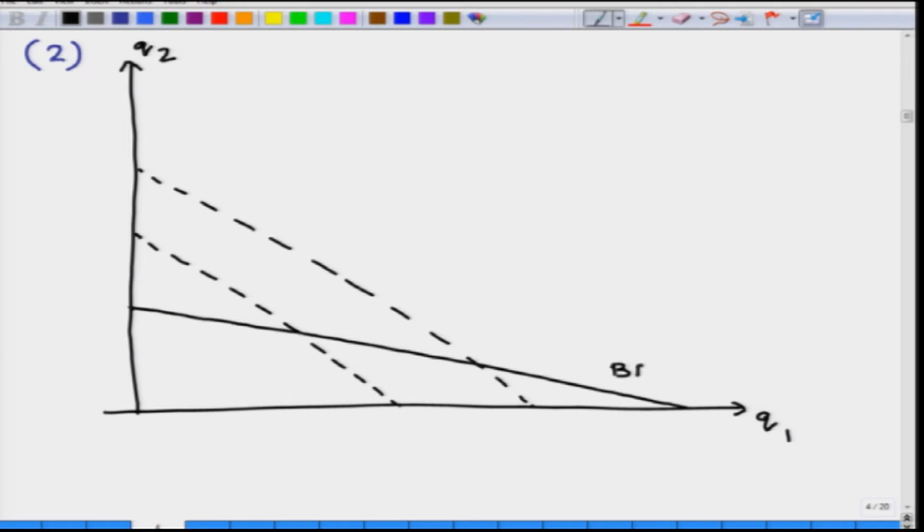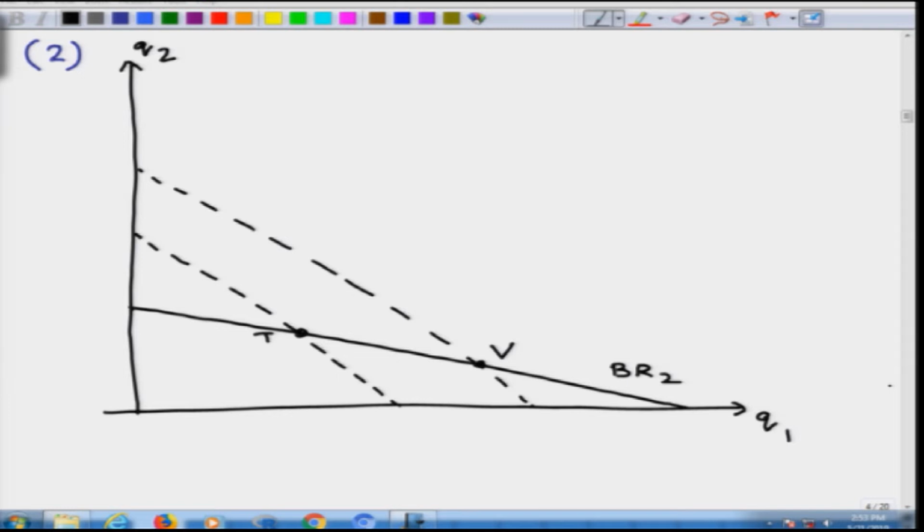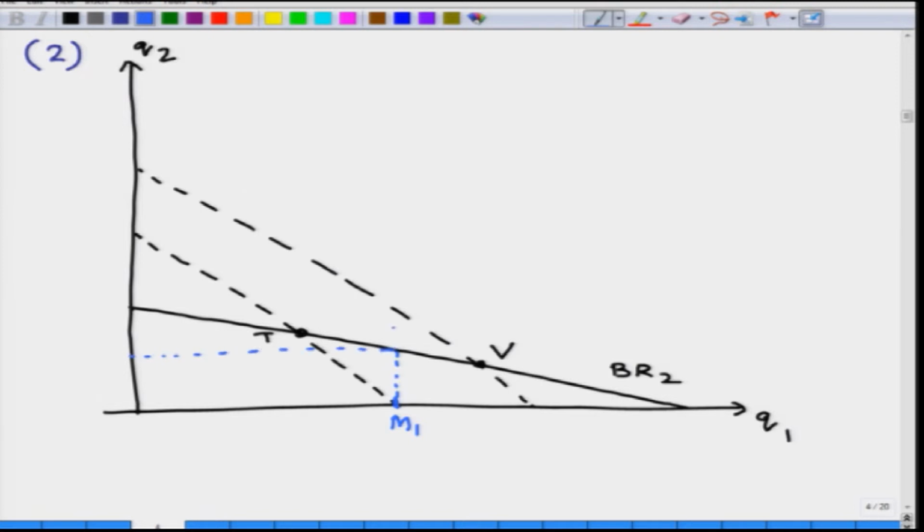So, this is the best response function for firm 2. As before, this is T, this is V, and let us say we had the monopoly level of output M1 and M2, which we called the Stackelberg point. So, this is M2. Now, suppose B is a point which is BH, which is here, to the right of V.